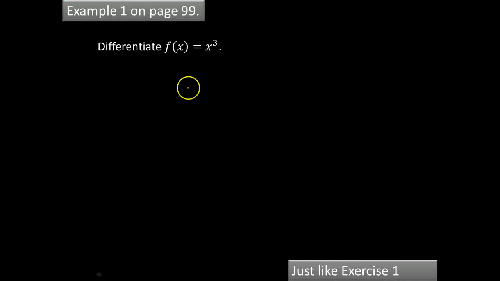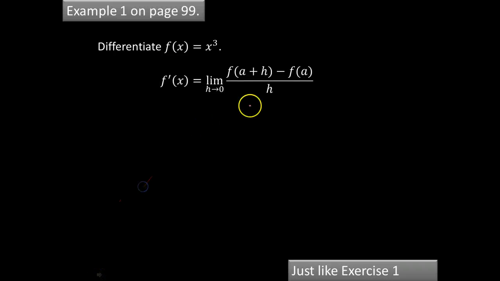Okay, so we are going to differentiate f of x equals x cubed. Differentiate means find the derivative of. So we are going to go ahead and use our derivative definition. So we are going to do f of a plus h minus f of a all over h.